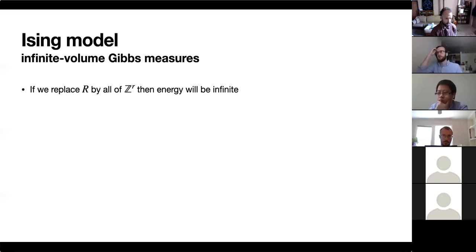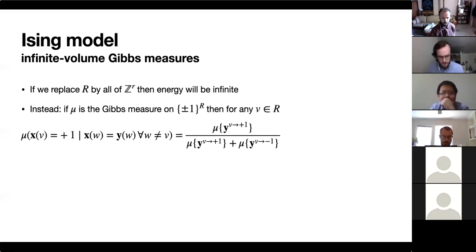What we're going to do instead is, you could think of saying a system is in equilibrium if every individual particle is in equilibrium with its surroundings. And we will use these finitary Gibbs measures to figure out what that condition looks like. So specifically, we're going to start by writing down the conditional probability of the spin at V being +1, given that the spins everywhere else are given by some labeling Y.